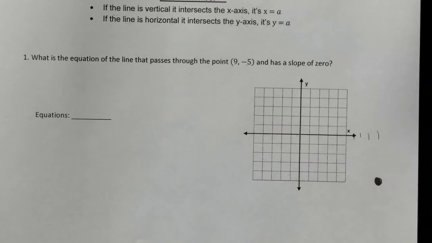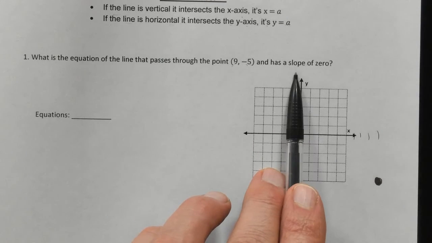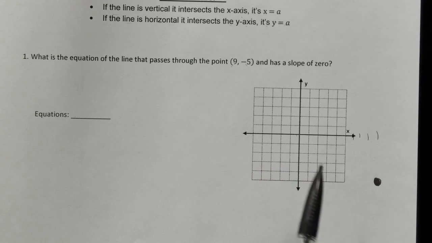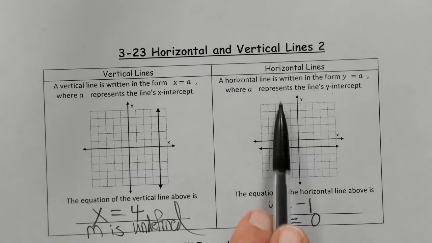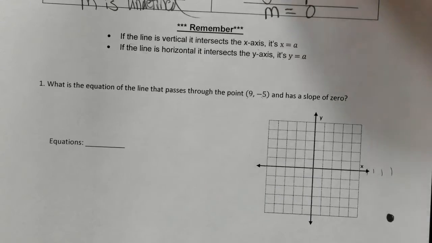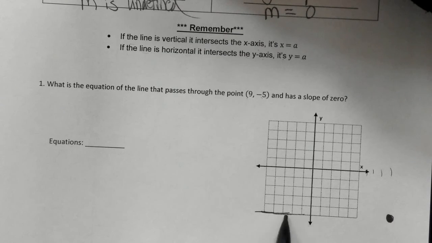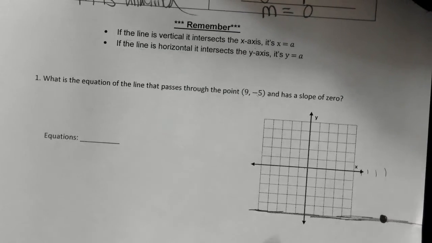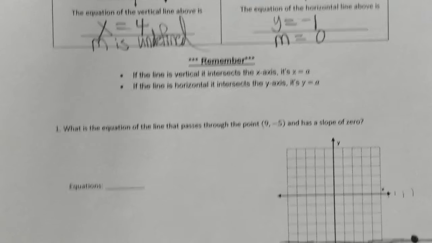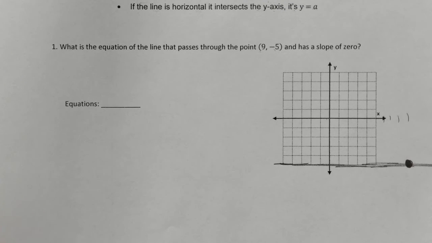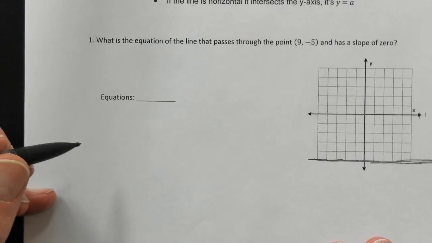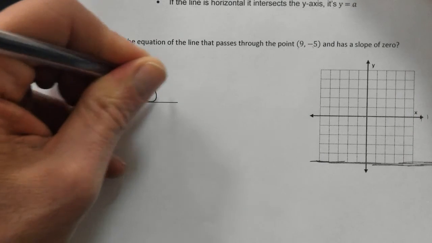Now, the slope here is going to tell us whether we have a horizontal or a vertical line going through this point. If the slope is 0, then we know we have a horizontal line. So I'm going to draw a horizontal line through this point. That is the line that I'm trying to write the equation of. It's going to be a horizontal line. So if it's horizontal, then I know the form is going to be y equals something. Horizontal lines have the form y equals something.